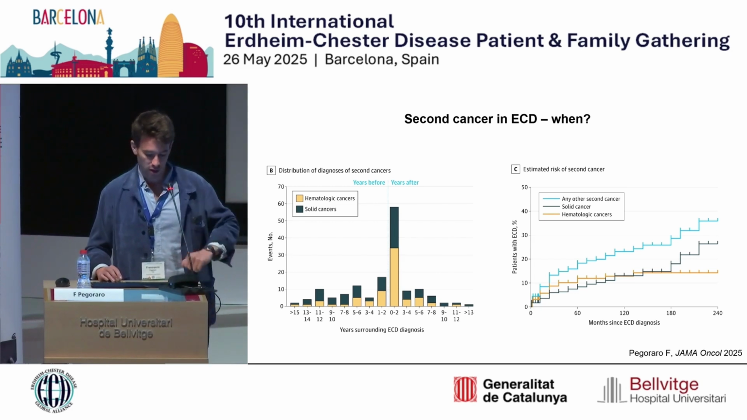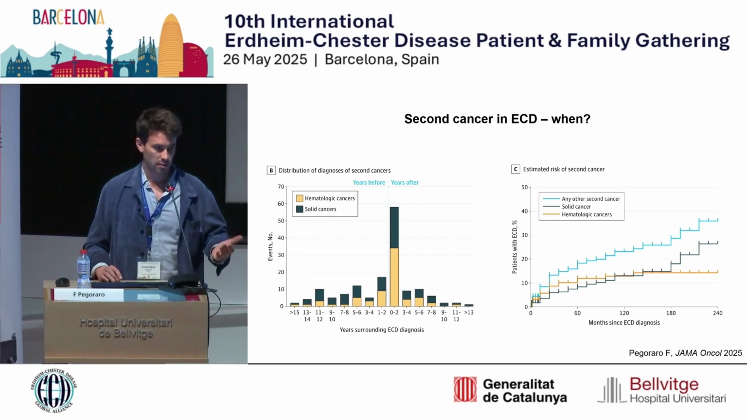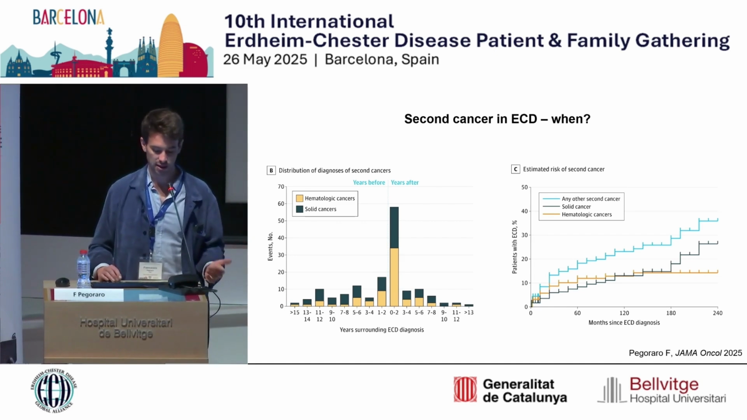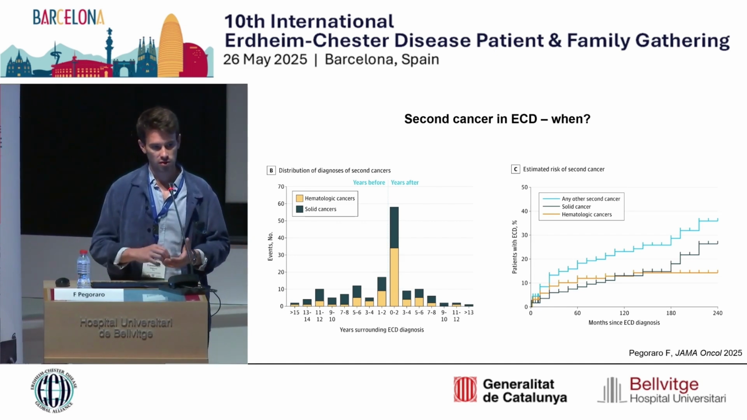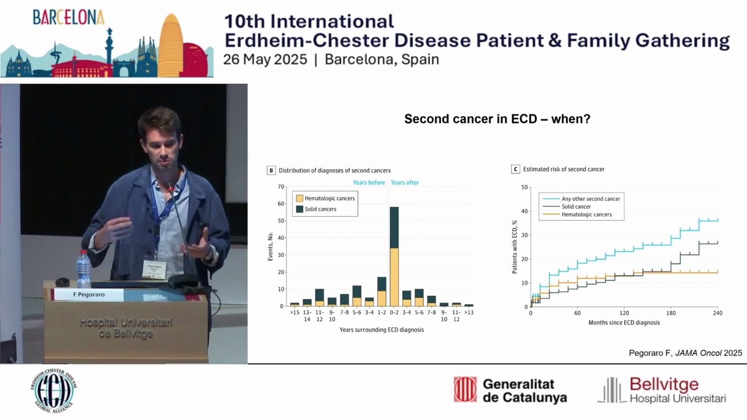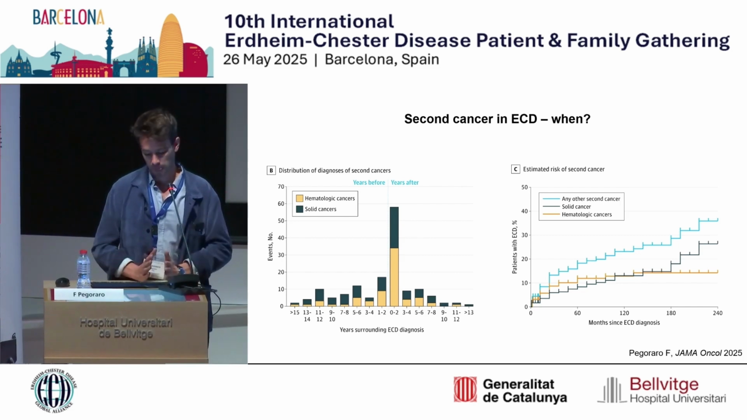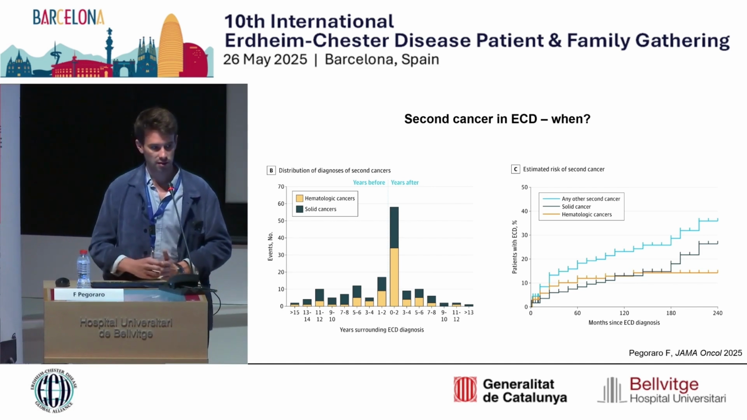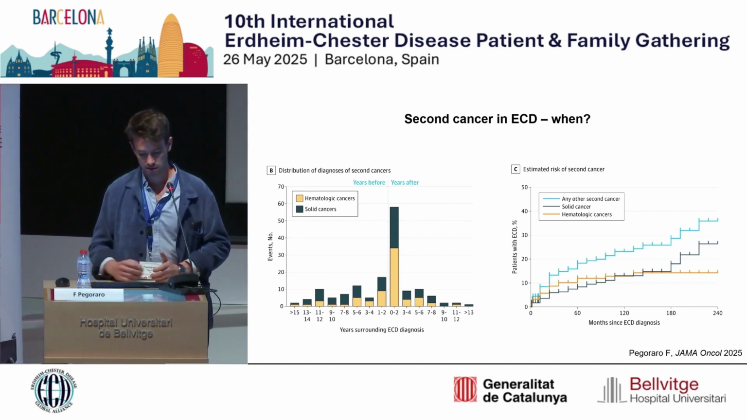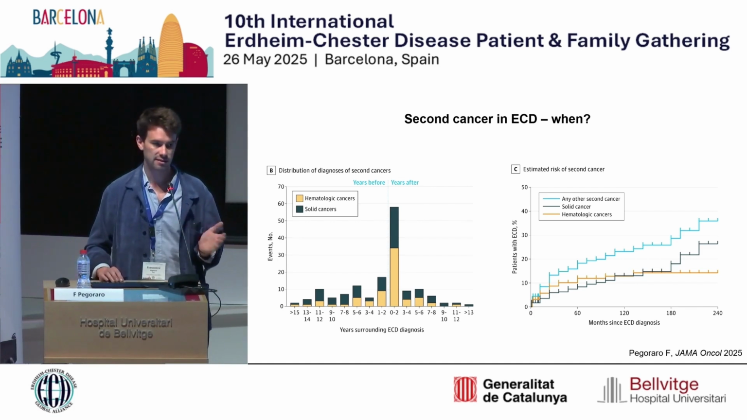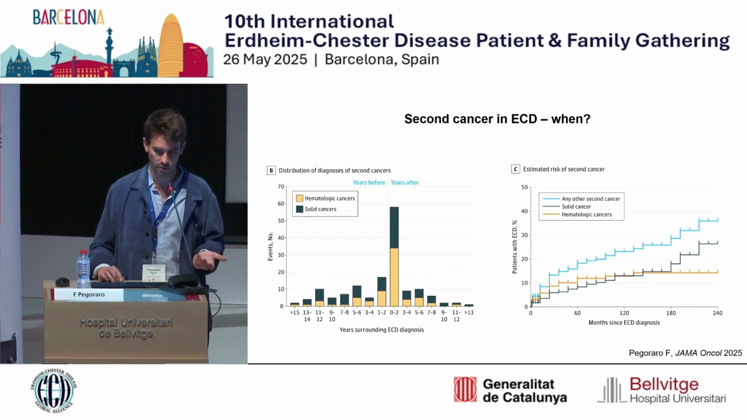And what we also found is that once a patient gets a diagnosis of ECD, there is a possibility of developing hematologic cancer that is quite high at the beginning, but over time it gets stable, while solid cancer can keep increasing, and that's probably due to age as well.